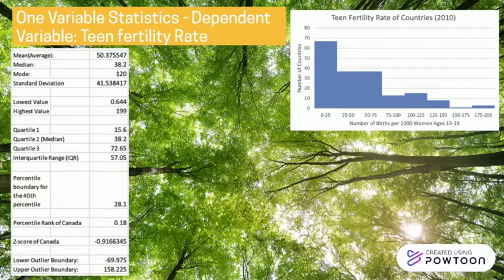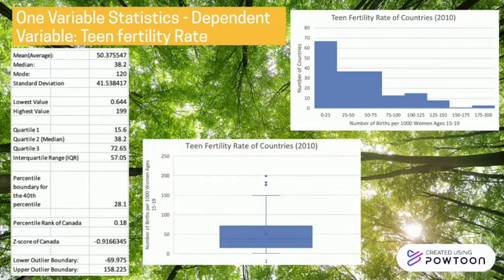With the quartiles and the box and whisker plot, it is evident that the data is spread out much more above the IQR than below. Secondly, quartile 1, 15.6 births per 1,000 women from ages 15 to 19, is the median of the bottom 50% of the data, and quartile 3, 72.65 births, is the median of the upper 50%.